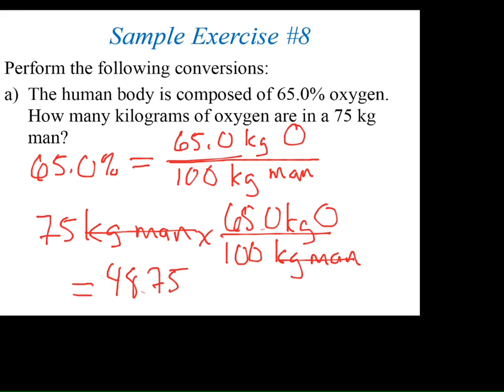Okay, so let's check our sig figs here. 75 kilograms, is that 2 or is that exact? It's 2, right? That was measured. A man's mass is not defined, it has to be measured. So that's definitely 2. How about 65.0 on the top? That is 3, right? The amount of oxygen in the body has to be measured, so that's 65.0.